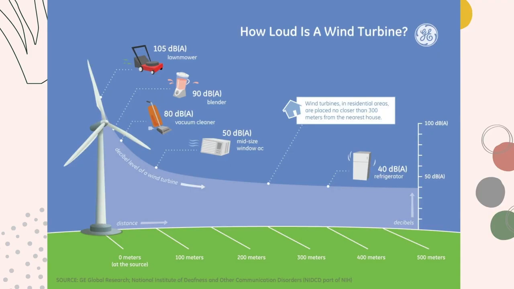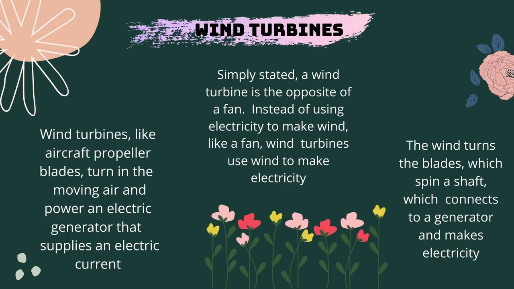This is an example. How loud is the wind turbine? For example, at 400 meters from the wind turbine, the sound is about the same as a refrigerator, and wind turbines in residential areas are placed no closer than 300 meters from the nearest house.